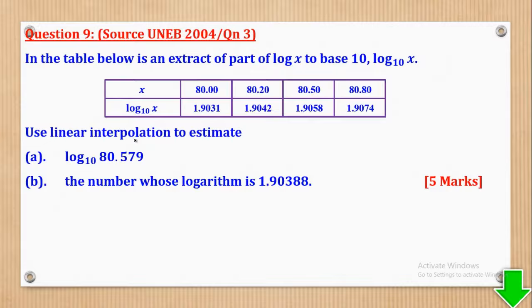So 80.579 is between 80.0, 80.2, 80.5, 80.8, specifically between those two values. So what we are going to do, we are going to extract out these two values, and in between them we shall add another column whose value of x is 80.579.